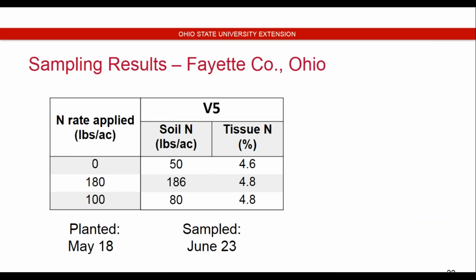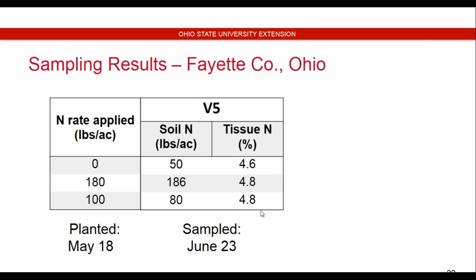Our soil and tissue tests were giving us some really good insight. We pulled these samples on June 23rd, so just a little over a month after planting. What we were seeing here in our soil test, this is in pounds per acre, is pretty good mineralization rates. There hasn't been a lot of uptake, but at the same time, where we had no nitrogen, we're seeing about 50 pounds per acre, which is exceeding our expectations.